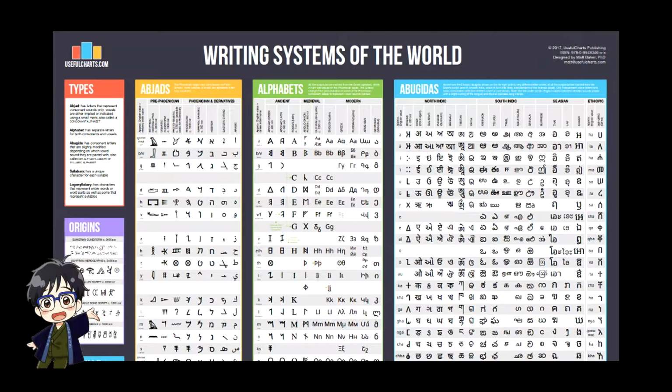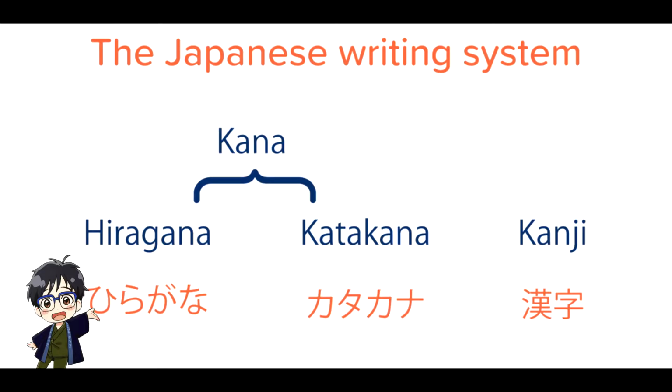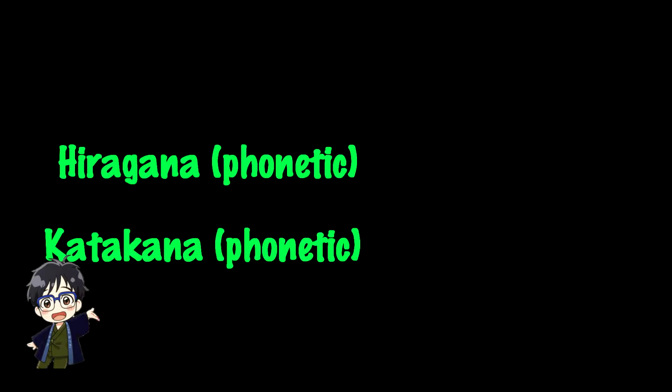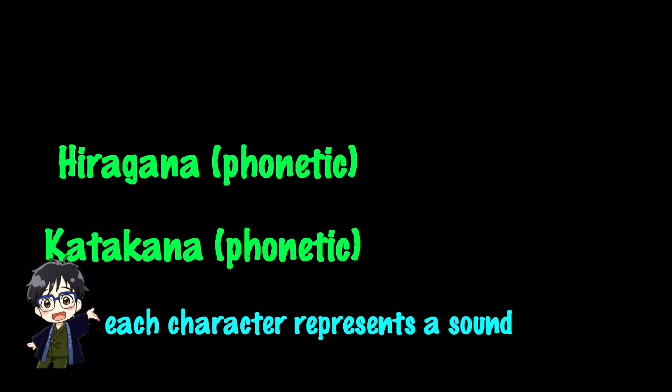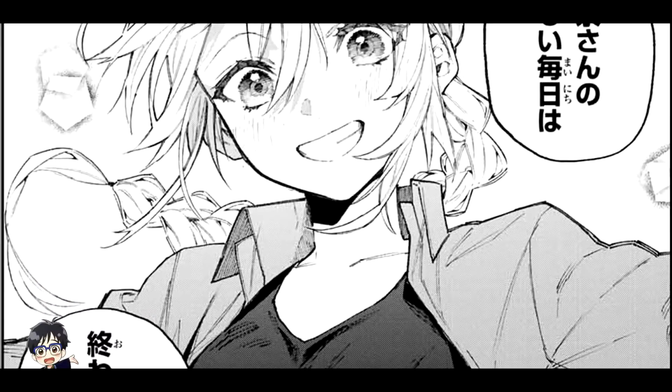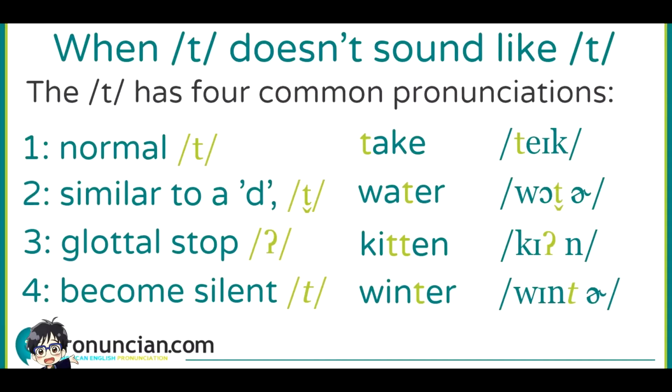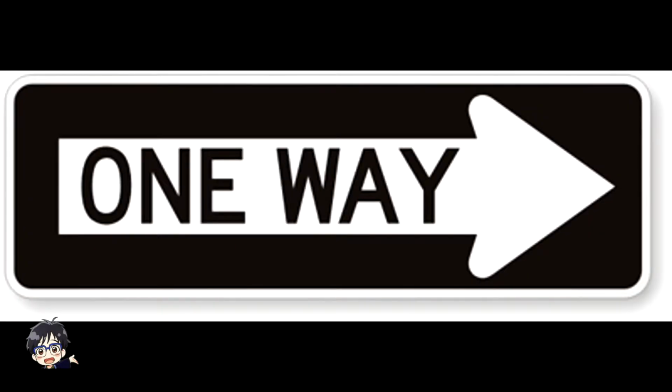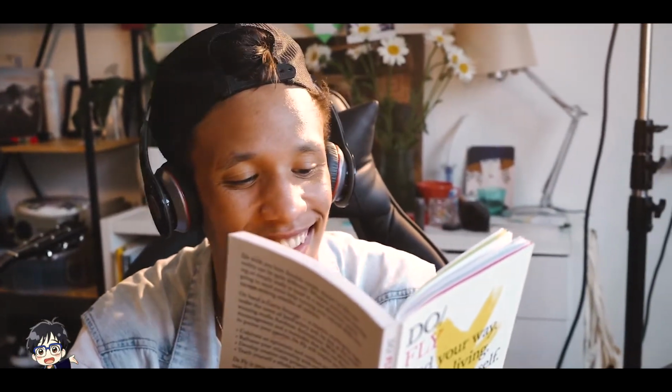Japanese has 3 different writing systems. The first 2 are Hiragana and Katakana. These 2 writing systems are phonetic, meaning each character represents a sound. Basically the alphabet, but instead of letters, they are characters. Also, instead of having multiple different pronunciations for each letter or character, like English does with the alphabet, each character can only be pronounced one way. This makes pronunciation in Japanese a lot simpler.